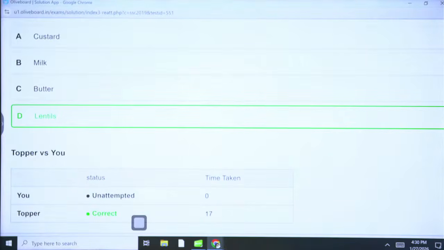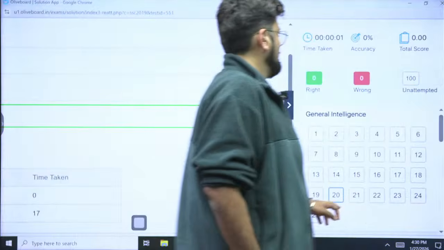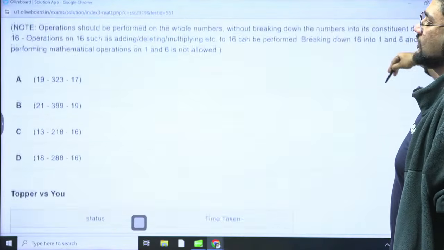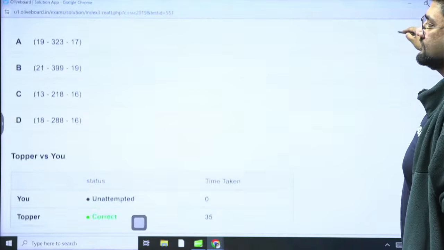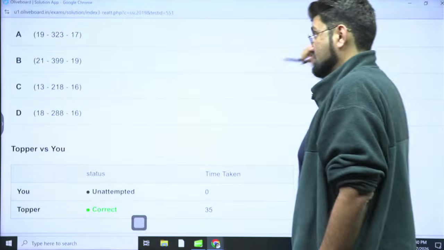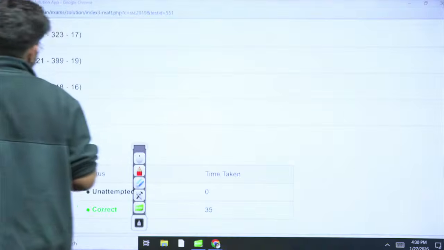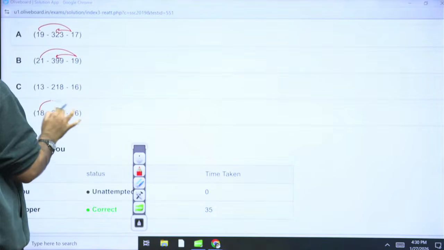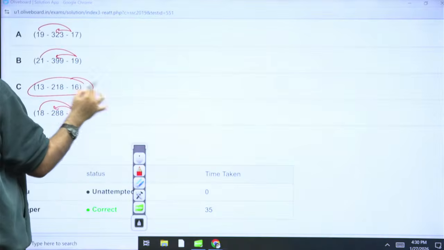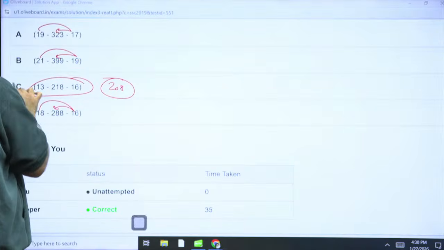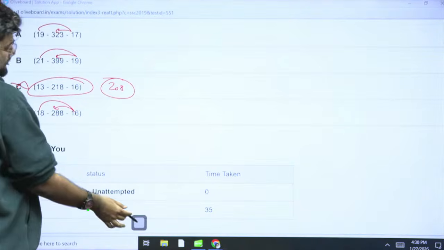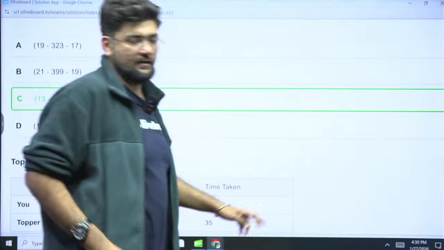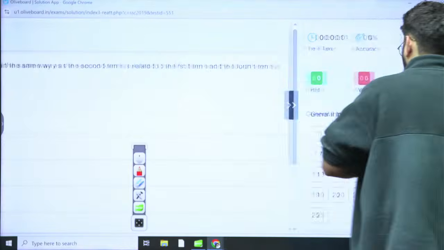Okay. Next. So you need to find the odd one out, which is not following the logic. Okay, 35 seconds the answer has been found in. If you simply multiply these two, you'll get 323. Multiply these two, you'll get 399. Multiply these two, you'll get 288. But if you multiply these two, you get 208, not 218. So option C is the odd one out. Product of these two numbers is not following. 35 seconds. Okay, decent. Nice time. Calculation needs to be faster.